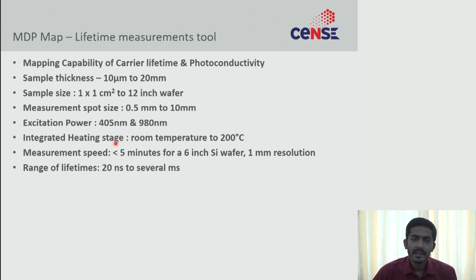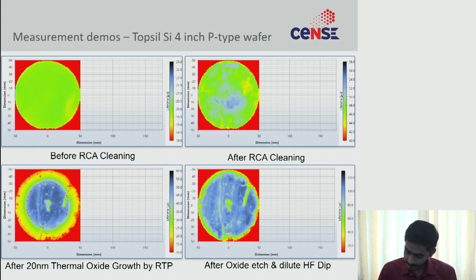This tool also has a heating option, so you can perform measurements wherein you can look at how the lifetime or the photoconductivity varies with respect to temperature, and this heating option is available up to only 200 degrees Celsius. The measurement speed is reprogrammable based on the resolution that you have selected. It can be as little as 5 minutes for measuring a complete 6-inch wafer at a resolution of 1 mm. Lifetimes from 20 nanoseconds to a couple of milliseconds can be measured using this tool.